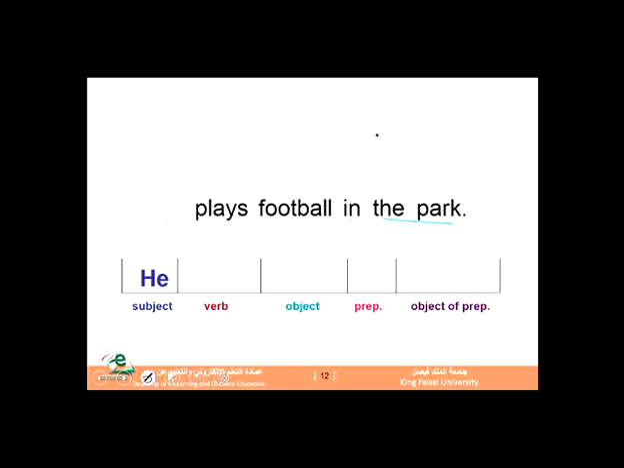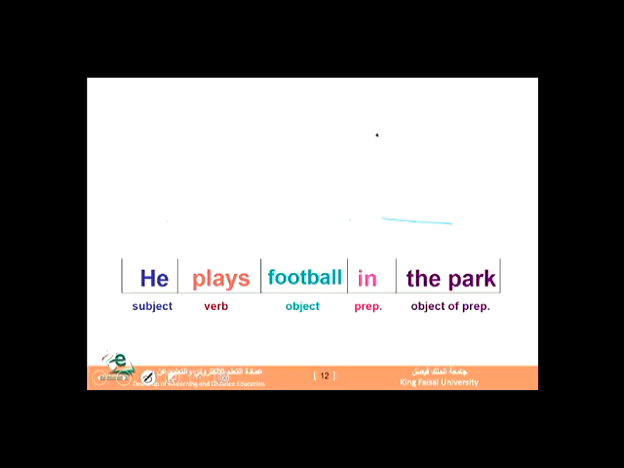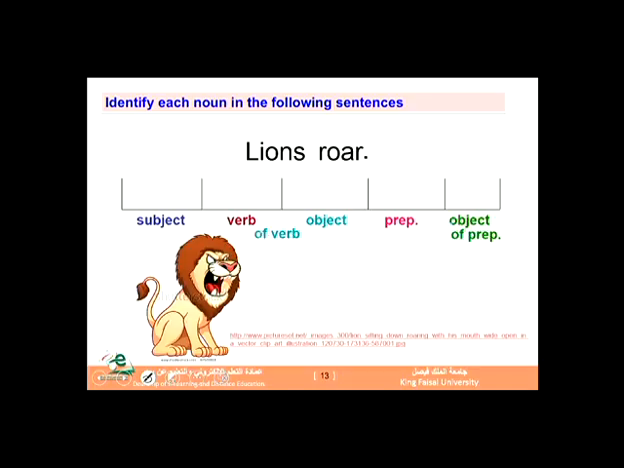Similarly, he is the subject, plays is the verb, while football is the object of this verb, in is the preposition, while the park is the object of the preposition. And another example, here we have a simple sentence consisting of two words, lions roar, subject and verb. So this is going to go to the subject, and this is going to go to the verb.